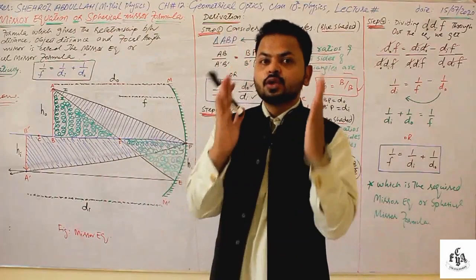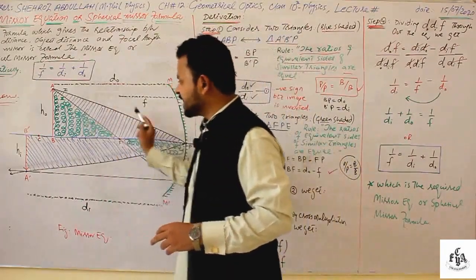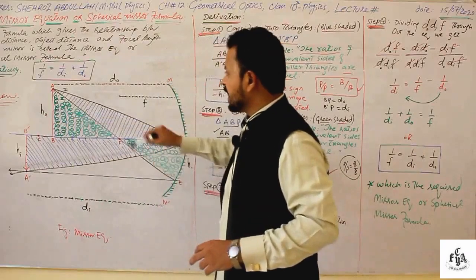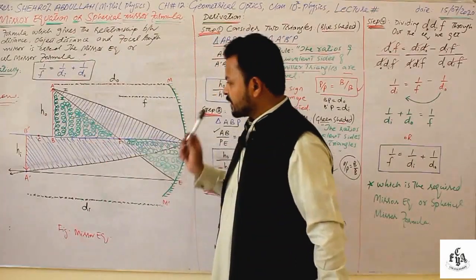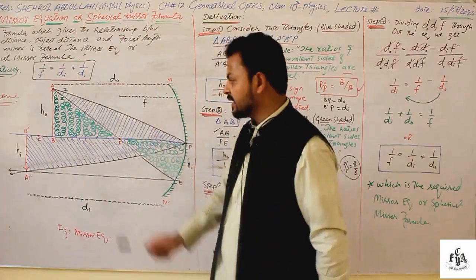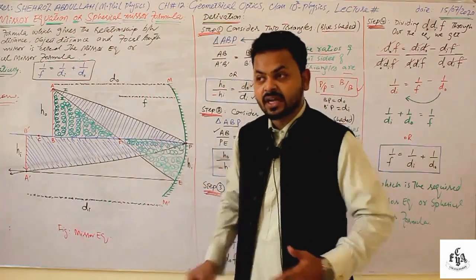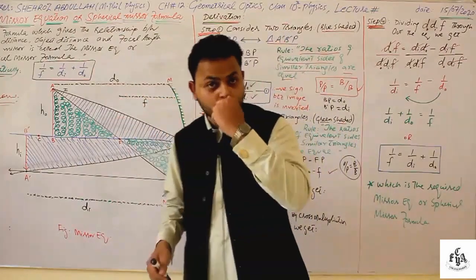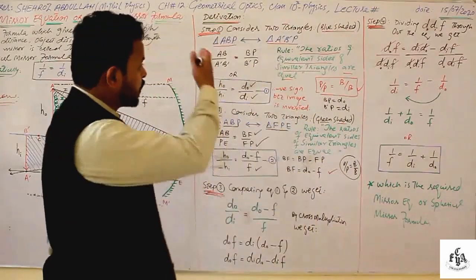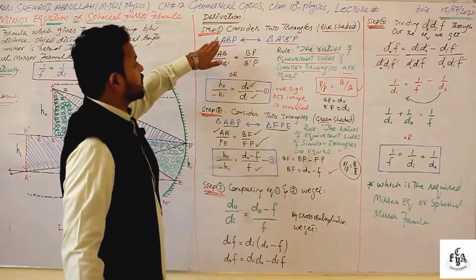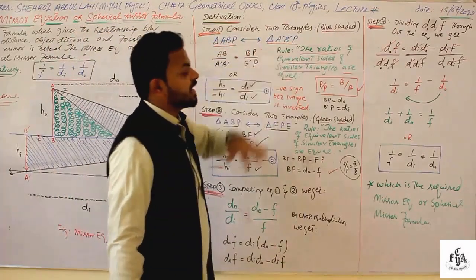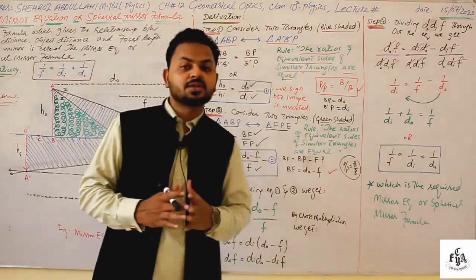Now, I have shaded two triangles. Look, the blue shaded triangles. This one, A, B, P, is the first blue shaded triangle, and A dash, B dash, P is the second blue shaded triangle. We are comparing these two triangles. Let's come towards the derivation. In the derivation we say triangle ABP and triangle A dash, B dash, P; we are going to compare these two triangles.